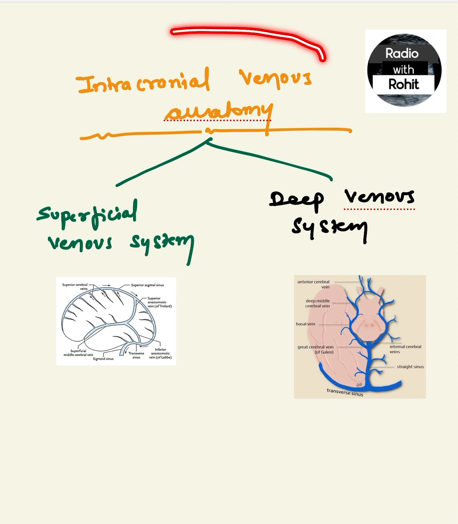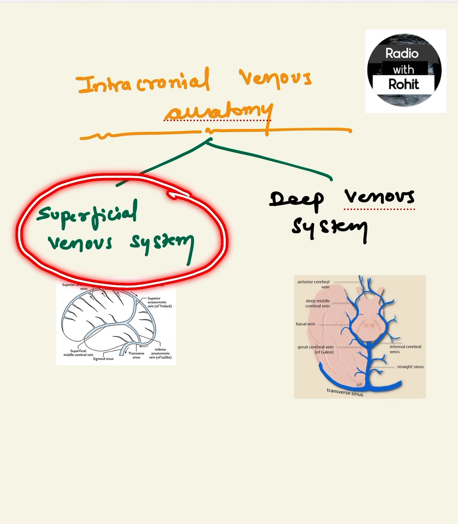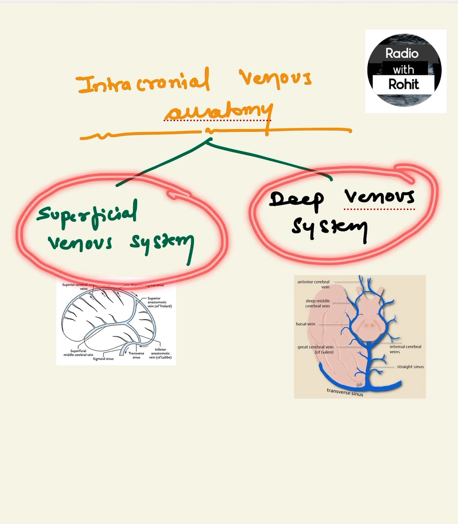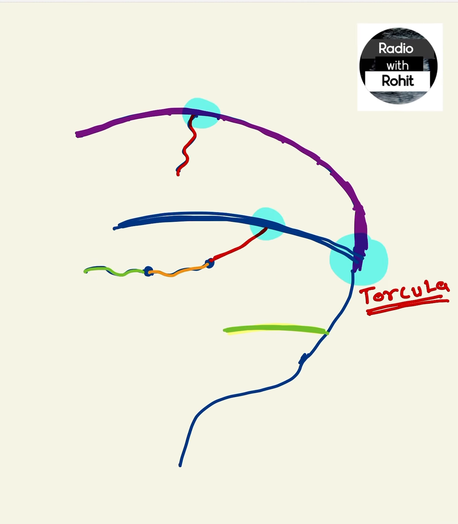Intracranial venous anatomy is divided into two subtypes. First one is the superficial venous system, second one is the deep venous system. This is our line diagram of the intracranial venous drainage. This line represents the superior sagittal sinus. This is the vein of Trolard, which is draining into the superior sagittal sinus. This is the inferior sagittal sinus.